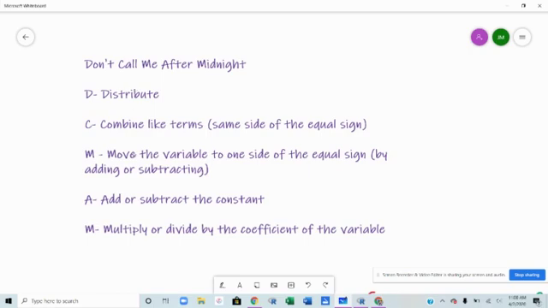You want to follow these steps every single time. Distribute, combine like terms, move the variable, add or subtract, multiply or divide, in that order. You will have times where you don't have something. So maybe you don't have like terms to combine, you get to skip that step. Maybe you don't have distributing or anything to add or subtract for your constant. Skip any step that you don't have, but go in this order.